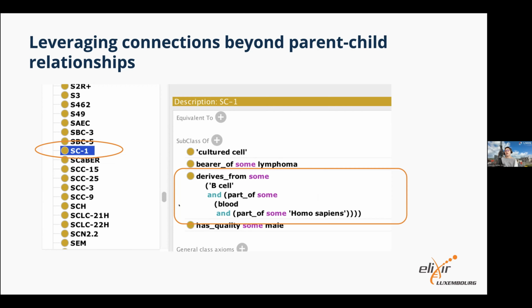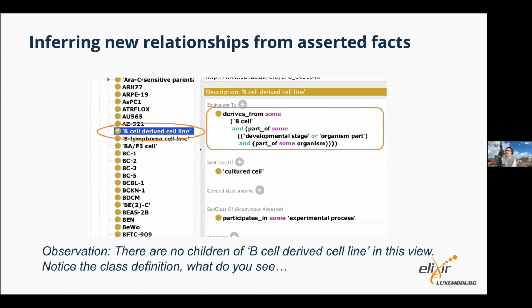So these are all facts that we know about the cell line, and we stated them in this slightly peculiar format that is particular to ontologies. And then we have another bit of our ontology where we have something called a B cell derived cell line. And again, we have these sets of statements, and here we said equivalent to, which means in order for something to be a B cell derived cell line, it must fulfill these conditions. It must be derived from a B cell. It must be part of either a developmental stage or an organism part, and it must be part of a specific organism, which is another term for species in this context.